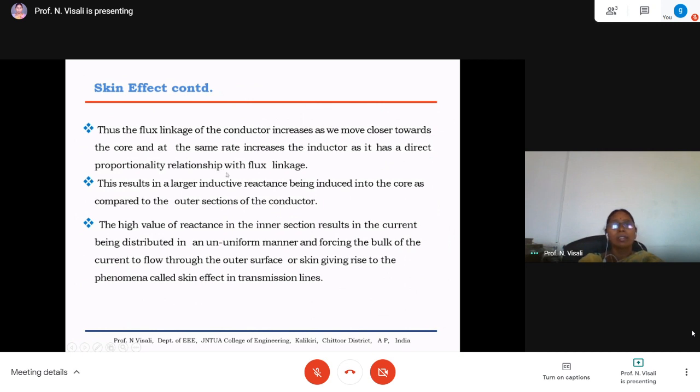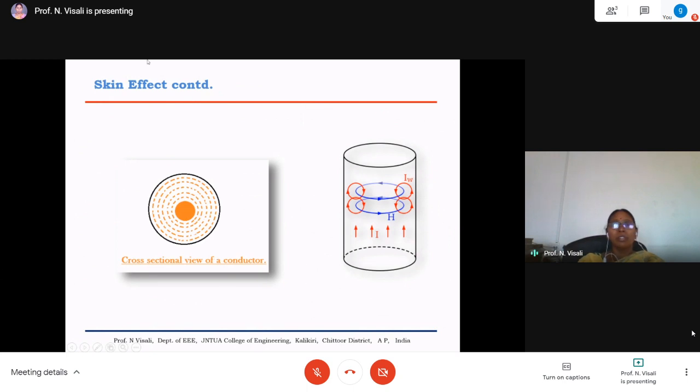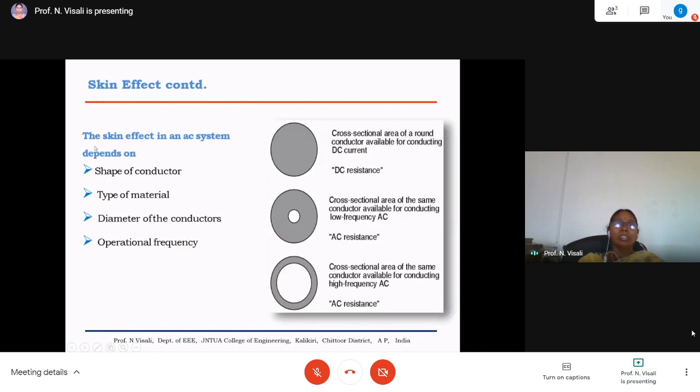So the current is distributed in a non-uniform manner, forcing the bulk of the current to flow through the outer surface or skin, giving rise to the phenomenon called skin effect in the transmission line. The skin effect in an AC system depends upon the shape of the conductor, type of material, diameter of the conductor, and operational frequency.